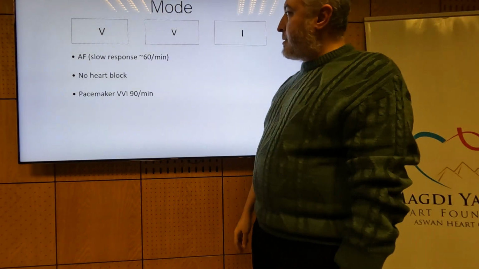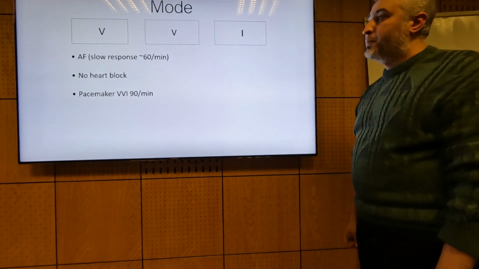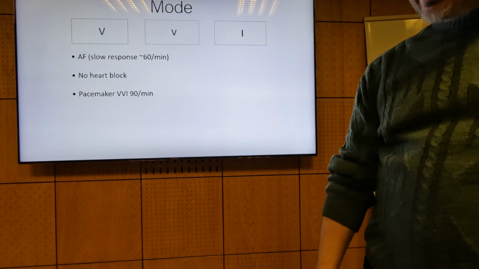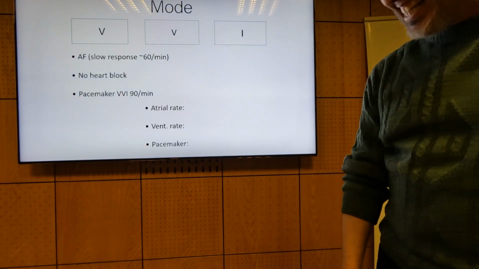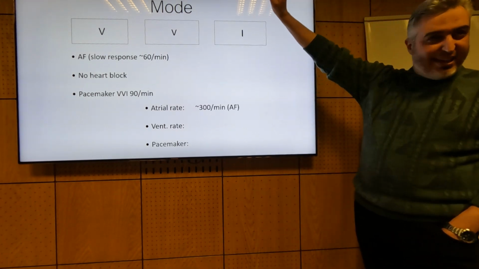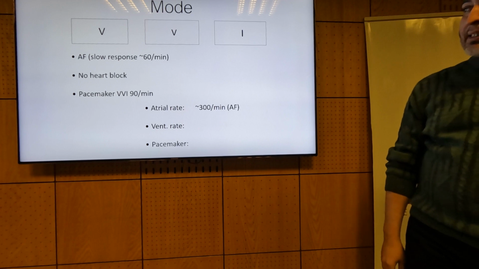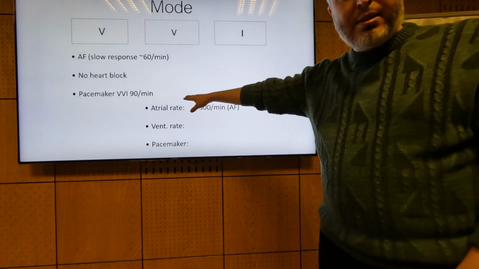AF with slow response 60, no heart block, VVI 90. What's the atrial rate? The AF rate. So you're not getting that trap. The atrial rate is very high, the AF rate. What's the ventricular rate? 90, which is paced.